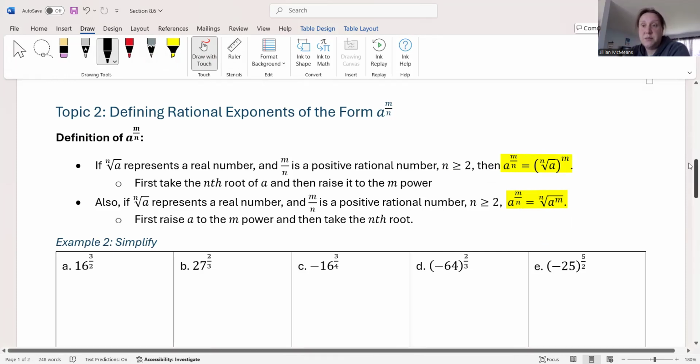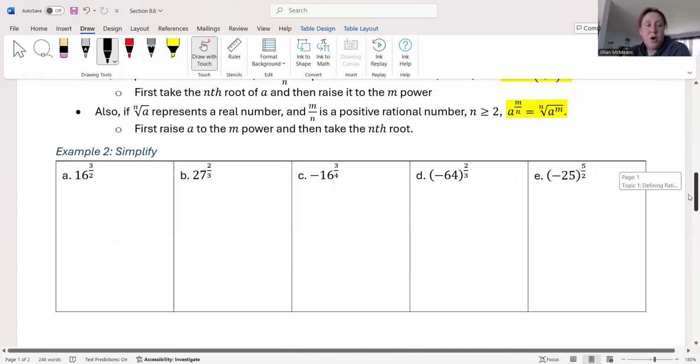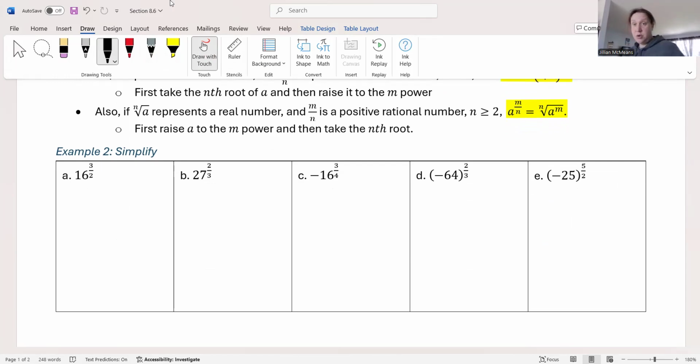Example 2 just says simplify, okay? So we have 16 to the 3/2 power. Remember, the denominator is the index. The numerator is the power, okay? So here we're dealing with an index of 2. So that tells me I've got a square root. So I have the square root of 16, and I can raise the whole thing to the 3rd power. And in this case, I think this is easier, and I'll show you in just a minute why. So we already know that the square root of 16 is 4. So this is really just 4 to the 3rd power, or 64.